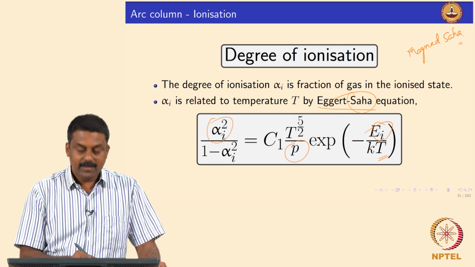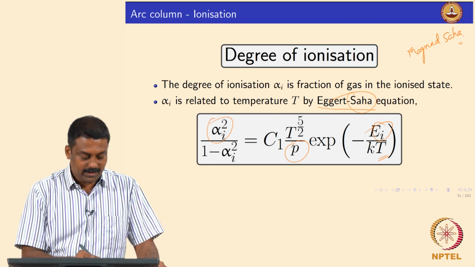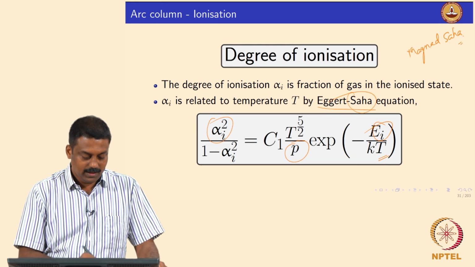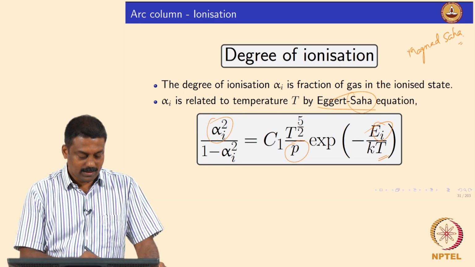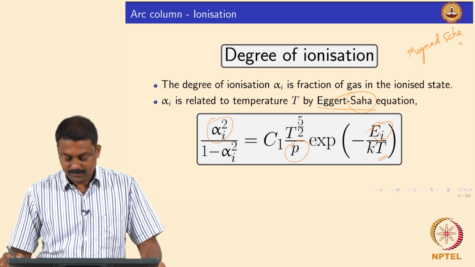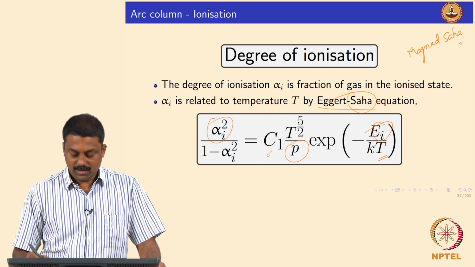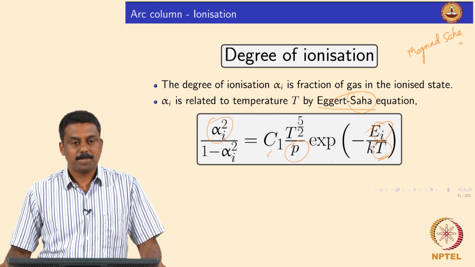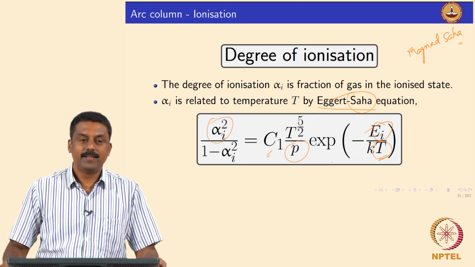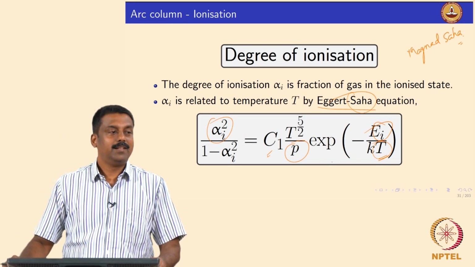So, alpha is the fraction ionized, or degree of ionization. This is nothing but the ionized gas atoms over the total, the unionized plus the ionized fraction, and that is a fraction. This is constant, and EI is the ionization energy, right. So, your pressure is constant, and the only thing it depends on is the temperature. In other words, if a gas has high ionization energy, then the temperature should be increased in order to ionize.